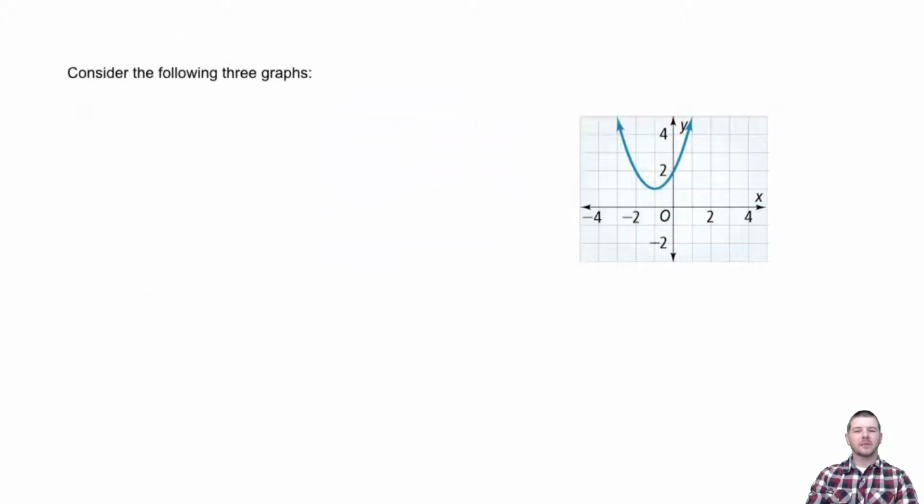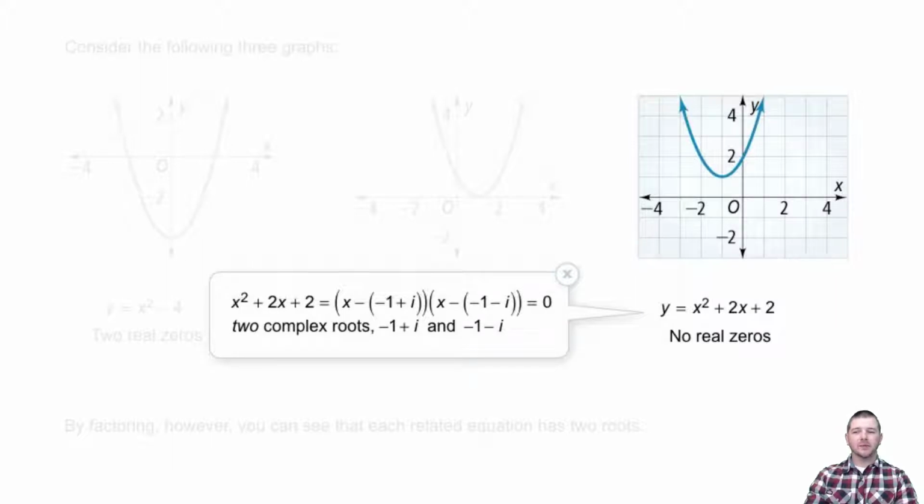And our third graph, a parabola that doesn't intersect the x-axis at all. This equation, y equals x squared plus 2x plus 2, has no real zeros. Note we can rewrite x squared plus 2x plus 2 as x minus negative 1 plus i times x minus negative 1 minus i equals 0. That reveals two complex roots, negative 1 plus i and negative 1 minus i, but no real zeros.